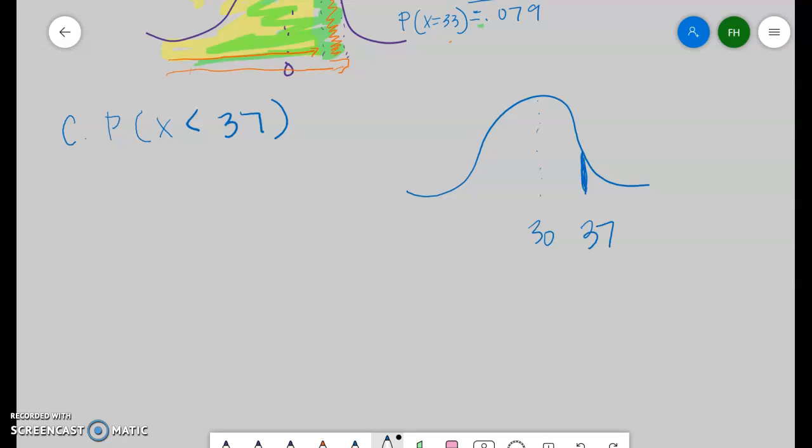So we want fewer than. So this is our right boundary. On the right side, we don't have a left boundary because it would continue forever. So first of all, less than 37, so your greatest value would be 36 because we don't want to include 37.